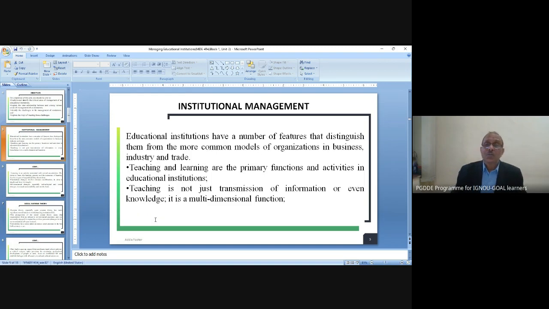Institutional management: education institutions have a number of features that distinguish them from the business that I have already talked about. How is the education institution different from the industrial or business organization? Teaching and learning are the primary functions of any education institution. Teaching is not just a transmission of information or even knowledge; it is multi-dimensional. It's not simply that you as a teacher taught and then I as a student learned. It's much more complex. It's beyond this teaching and learning. It's multi-dimensional. What is that? We'll talk about that.